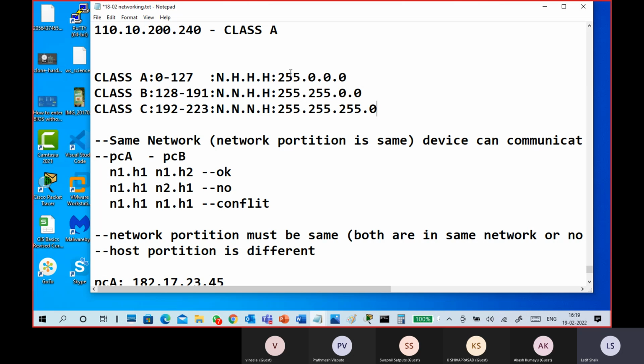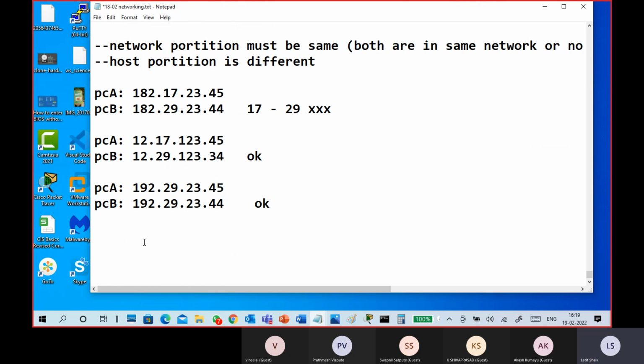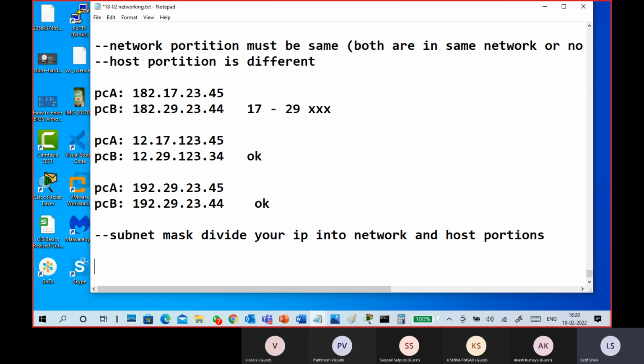255.255.255.0. So where is the N? There is a default subnet mask. Okay, so the default subnet mask is the 1 second. Subnet mask divides your IP into network and host portions.